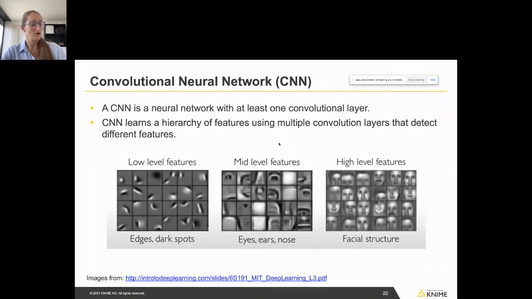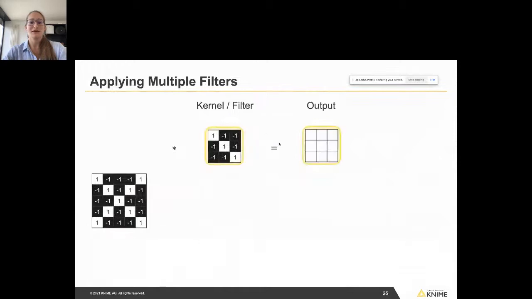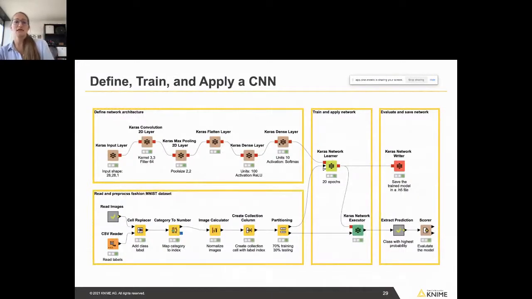Because I think I have only a few minutes left, I will skip some slides now, which I had prepared as optional to introduce you also in more detail to convolutional layers. But what I would like to finish with is a small example of how this can look like then in KNIME Analytics Platform.